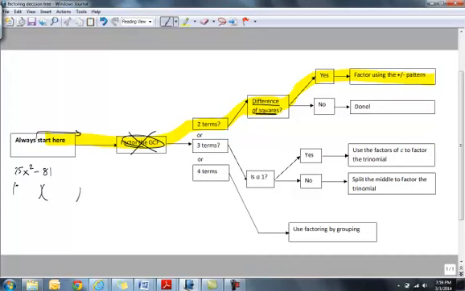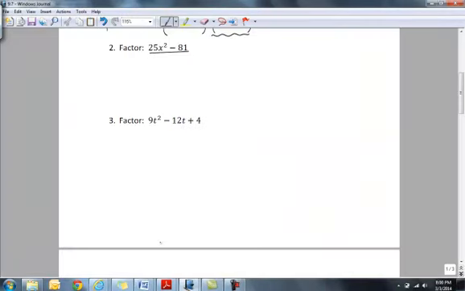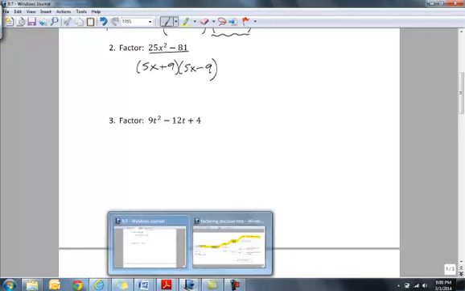25x squared is really just 5x times 5x, and 81 is just 9 times 9. And since it is the difference of squares, we'll always follow the plus minus pattern. So it's going to be 5x plus 9, 5x minus 9. So as far as factoring goes, that's all we'd write. 5x plus 9, 5x minus 9. Recognizing that can be a challenge at times, but if you follow your little factoring decision tree, it should be a help. Okay, check out number 3, 9t squared minus 12t plus 4.